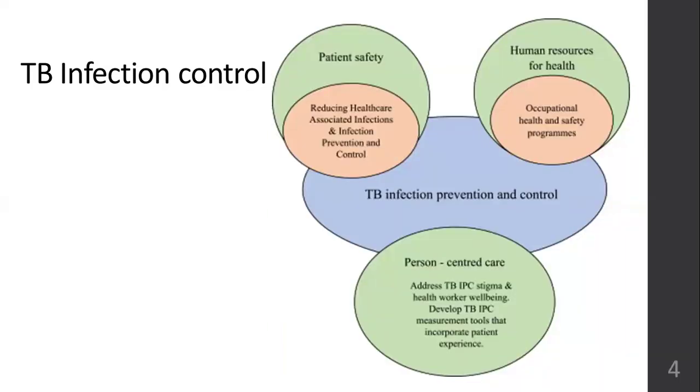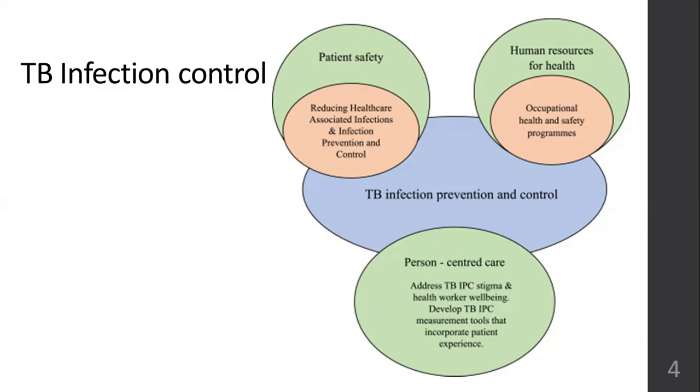So the key elements in TB infection prevention and control are patient safety, human resources for health, and patient-centered care. These are the three main pillars of TB infection control. For patient safety, you have to reduce hospital or healthcare associated infection and spread of TB. If anyone is getting TB just because of being admitted to the hospital, that is also a healthcare associated infection. Using all the IPC, infection prevention control guidelines that you will study in the IPC courses, when you implement all these guidelines, it will contain the TB spread to an extent.